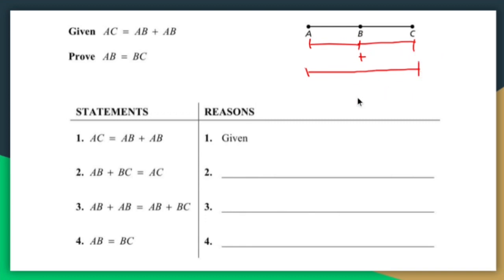Now, whenever I take two or more segments and add them together to get a bigger segment, that's called the segment addition postulate. Let's write that out. Segment addition postulate. One more time, whenever you add two or more segments to get a larger segment, it's called the segment addition postulate. Similarly, when you do the same thing with angles, it's called the angle addition postulate. That's step two, we're done.